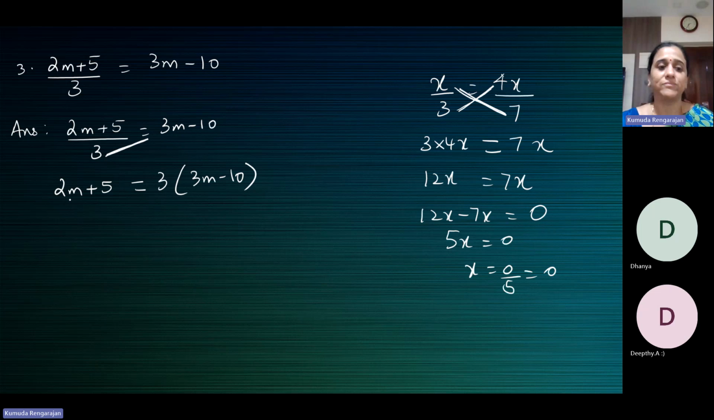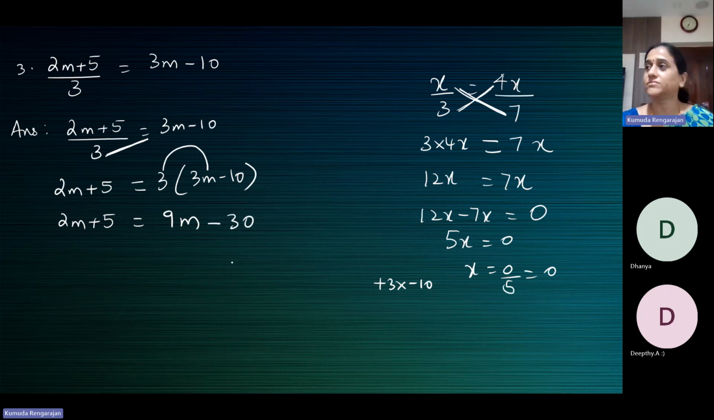So now answer this step. 2m plus 5 is equal to 3 into 3m, 9m. So now it is plus 3 into minus 10, correct? 3 is plus 3 always, because there's no sign, so it's plus 3. So plus 3 into minus 10. Plus into minus is minus. 3 10s are 30. Now LHS is 2m plus 5. You cannot simplify. RHS is 9m minus 30. Can't simplify. So transpose.